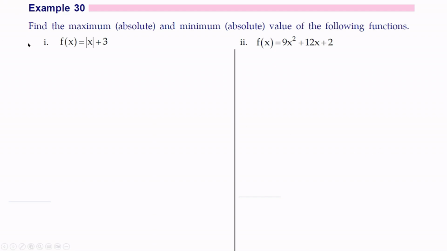Now we have the next example. Find the absolute maximum and absolute minimum value of the following functions. The first subdivision, f of x is equal to mod x plus 3. Now we know mod x is greater than or equal to 0. So this implies mod x plus 3 is greater than or equal to 0 plus 3. Mod x plus 3 is nothing but the given function f of x. F of x is greater than or equal to 3.